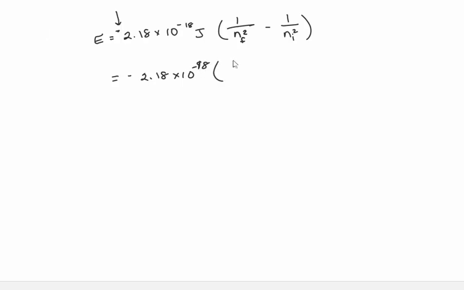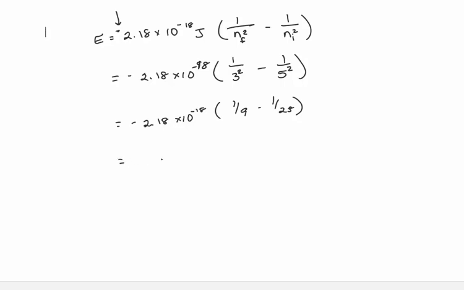The final state was n equals 3, so we have a 3 squared here, and the initial state was n equals 5, so we have a 5 squared. So when we work this out, we have 1/9 minus 1/25. You do what's in parentheses first, and then you multiply by this.